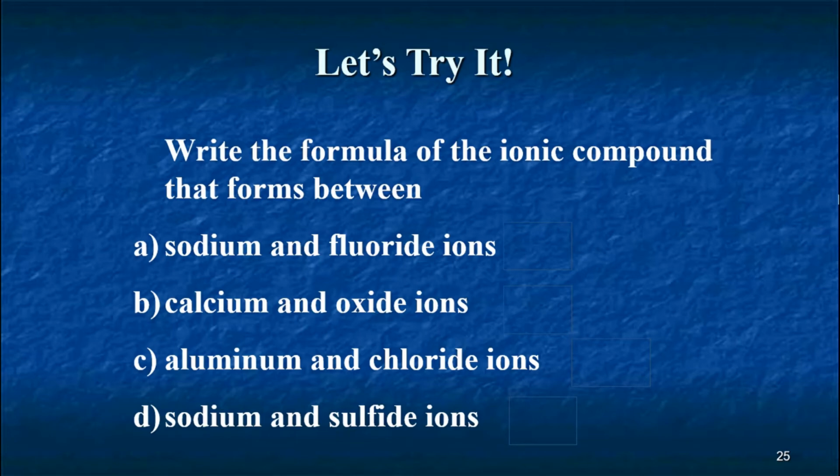Okay, now that we have tried that, here are the formulas for sodium and fluoride ions. NaF, notice that we write the cation's symbol first. For calcium and oxide, that would be CaO. Remember that we keep a 1-to-1 ratio of each. For aluminum and chloride, AlCl3. For sodium and sulfide ions, Na2S.